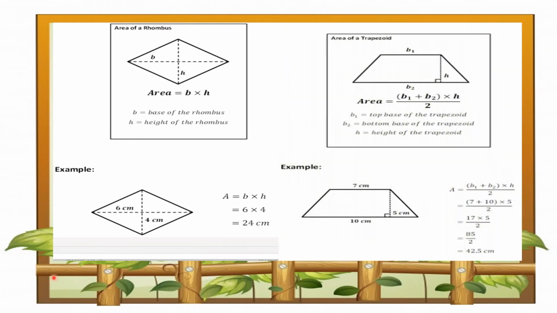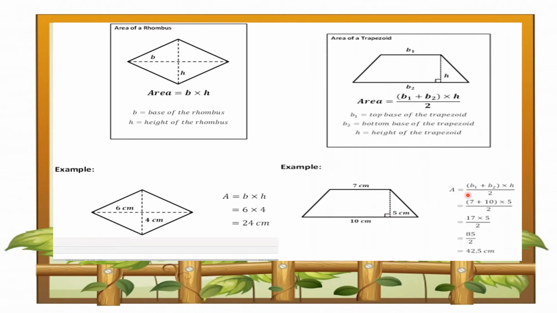Okay. Another is the area of a trapezoid. This is a trapezoid. And this is how you find the area. The formula, area is equal to B1 plus B2 times H divided by 2. B1 means top base of the trapezoid. This is the top base, B1. And B2, this one, is the bottom base of the trapezoid. And H is the height of the trapezoid. This is the formula you are going to use. So let's do this example.